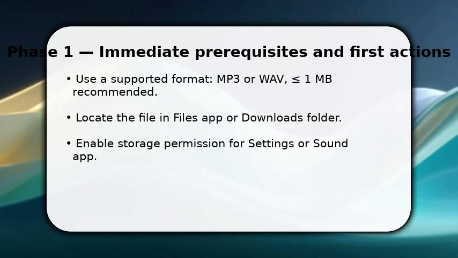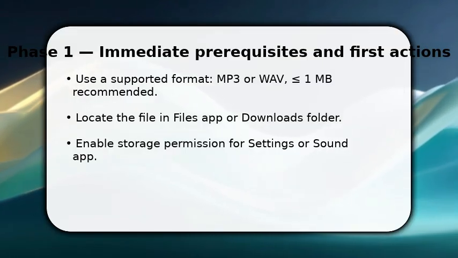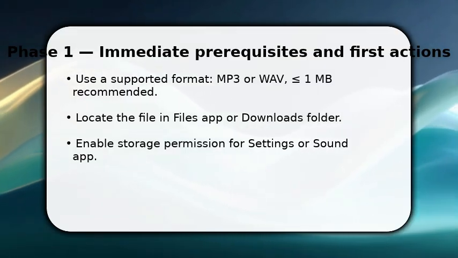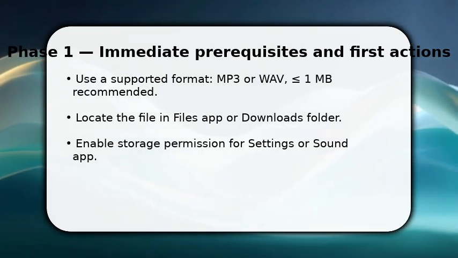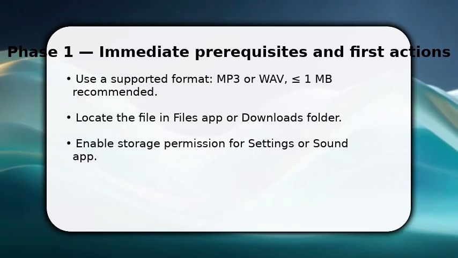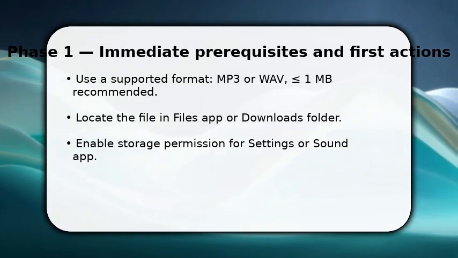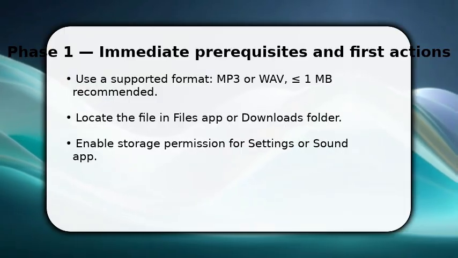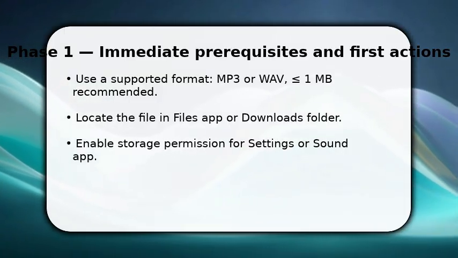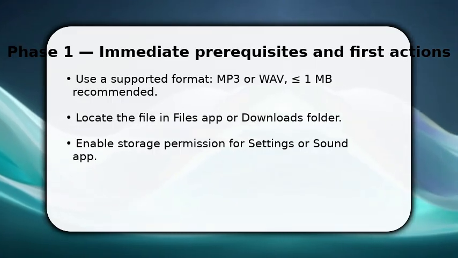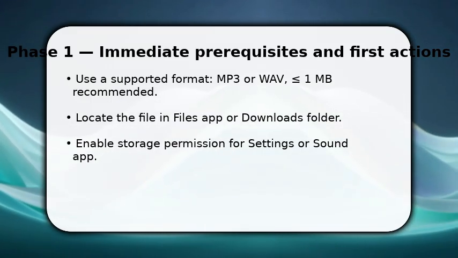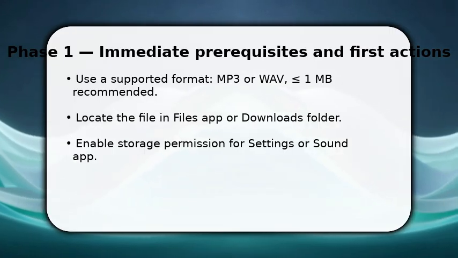You start by preparing the audio and opening the correct settings. Convert or trim to MP3 or WAV. Smaller than 1 MB helps. Once done, move the file to an accessible folder like Downloads or Files. Make sure your phone's storage permission is enabled for the Settings or Sound app so the system can read user files. You'll use the file picker next, so keep the audio visible and named clearly. This avoids confusion in the next step.